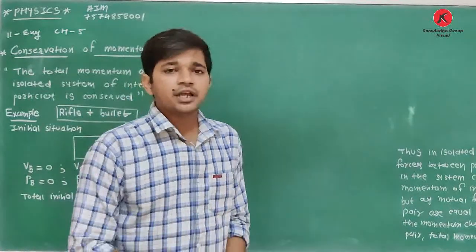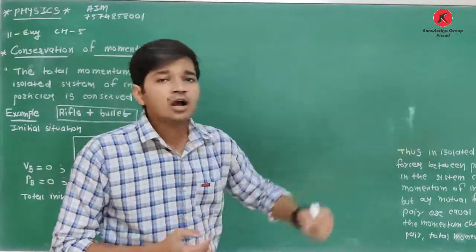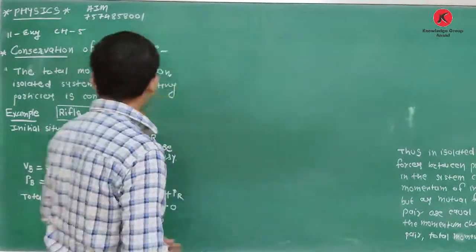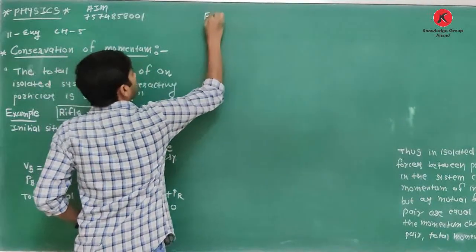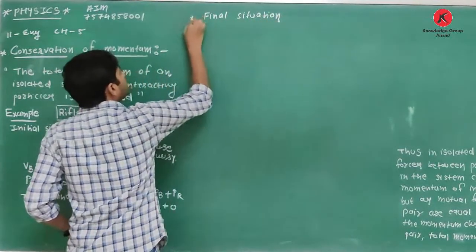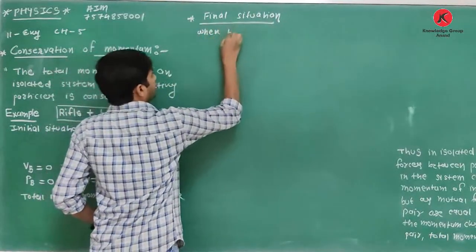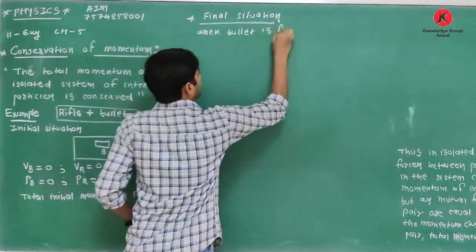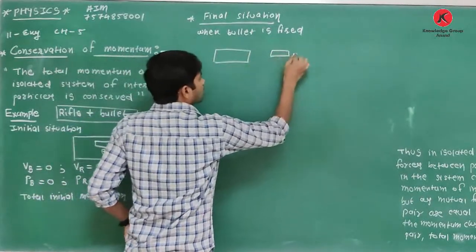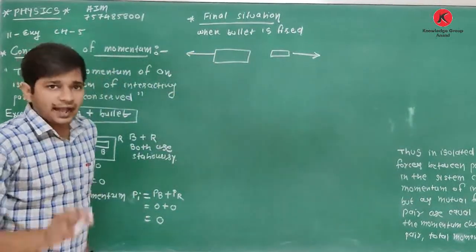Whenever you have observed firing of a bullet from a gun, the bullet moves in the forward direction, while the force acting on the gun is in the backward direction. Now I am taking the final situation. Final situation means when the bullet is fired. See, it is the rifle and here is the bullet. The bullet is moving in this direction and this rifle is moving in this direction.